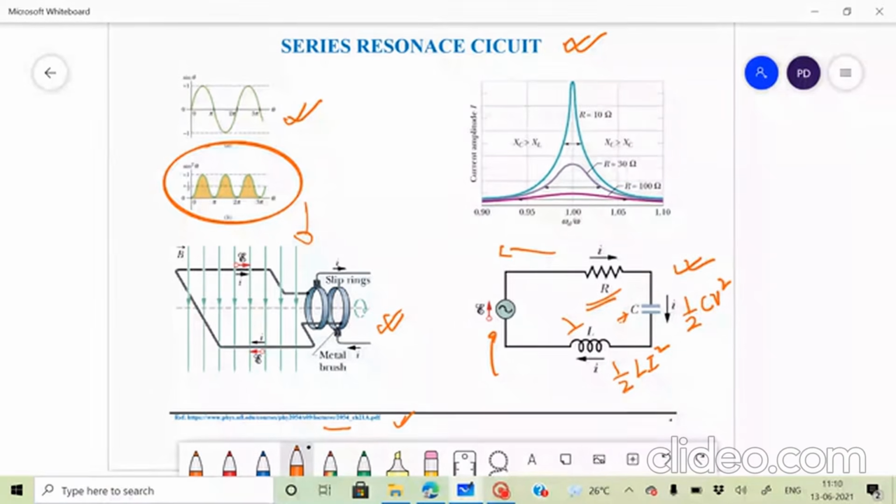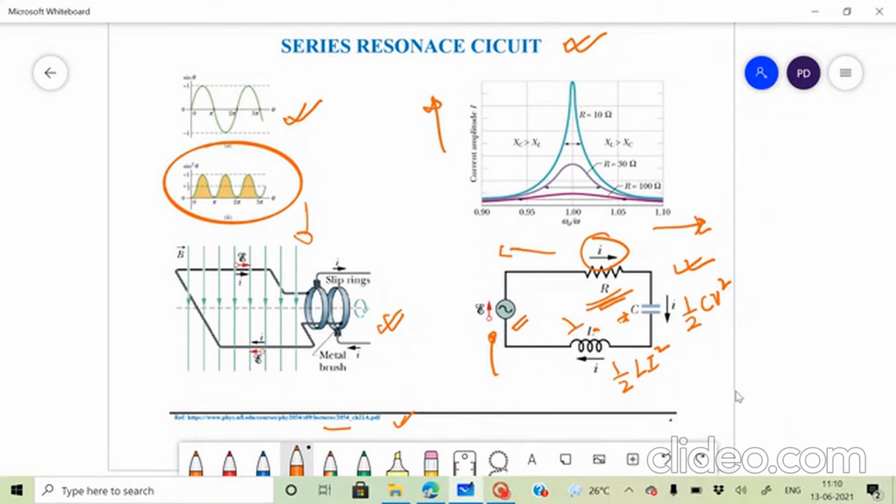Now, while doing the experiment, you will change the frequency of the AC signal in the input port, and you will record the current that flows in all three components R, L, and C. One thing you should always remember: in a series circuit, the current is the same through all the components R, C, and L. So you will record the current as a function of frequency, and this is the kind of trend you will get.